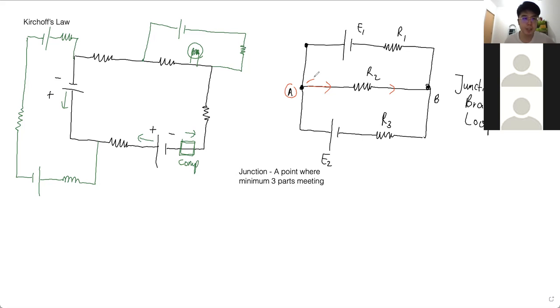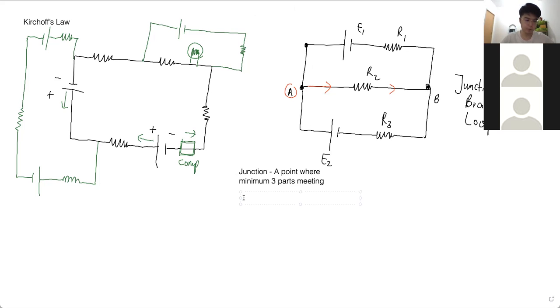Now, how many branches are there in this circuit? You can see, I can go here. The first branch is A, R2, B. I can also go up here, right? So go E1, R1 to B. That is another branch. I'm still going from junction A to junction B, but it's taking another path, right? And then I got the third branch, right? A, go down, E2, R3, and B.